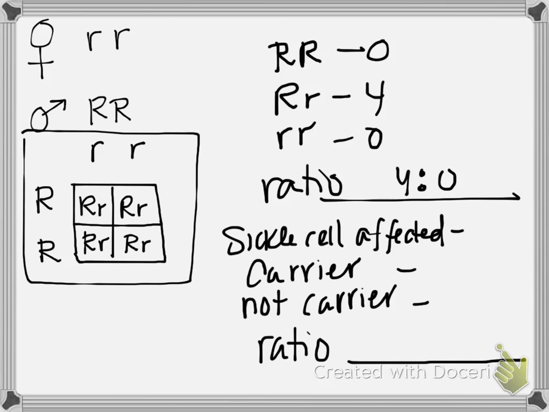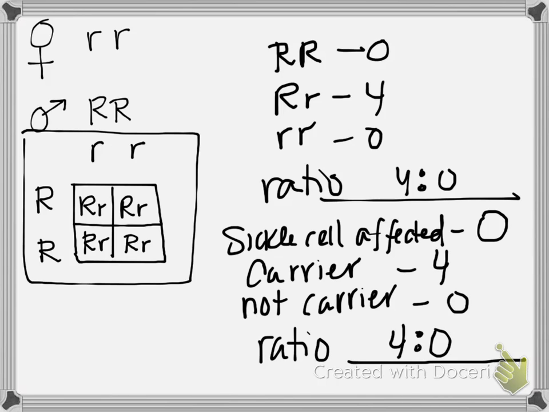Okay. How many of their offspring are sickle cell affected? None. Not a single offspring of theirs would we expect to see affected. How many of their offspring are carriers? Every single one of their offspring. And are there any offspring that aren't carriers? No, we just said that they're all carriers. So the ratio is 4-0.